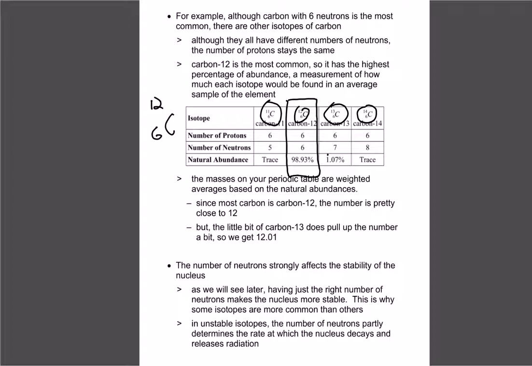So the masses on your periodic table are based on averages. It's not what's actually always going to happen. So you can see here, carbon is close to 12, but we get a little bit extra, so that's why we call it 12.01. So that's an average mass.